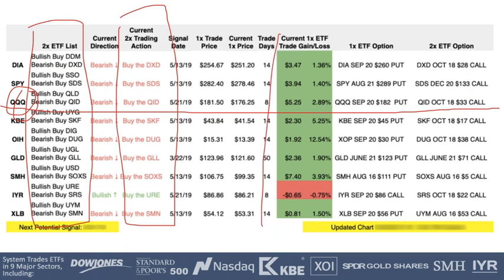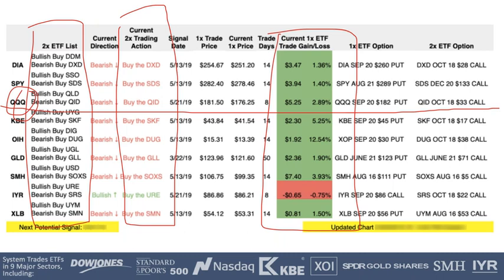So when we show you these results here, up 1%, down 0.75%, up 12%, all those results you see there in that right green and red column, that's based on the single ETF. If you use the double ETFs, the results are going to be approximately, just like it says, approximately double. But don't quote us on that because we don't control that. We're basing the signals entirely on the single ETFs.